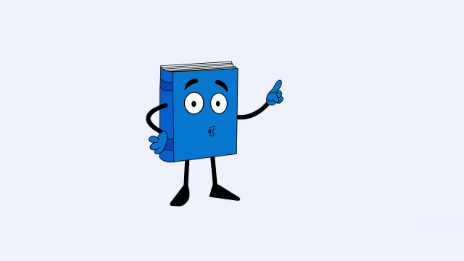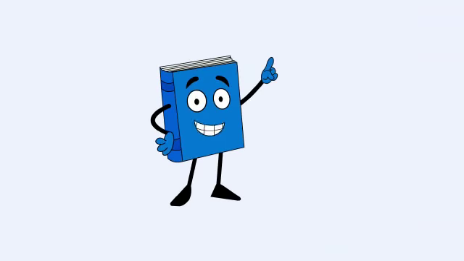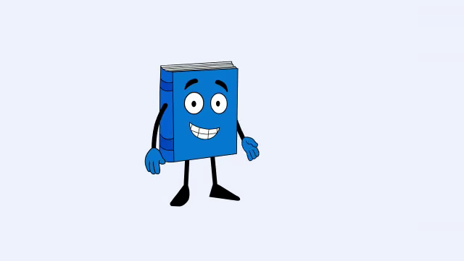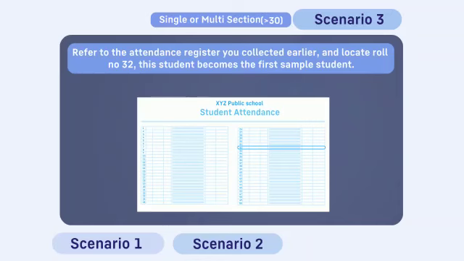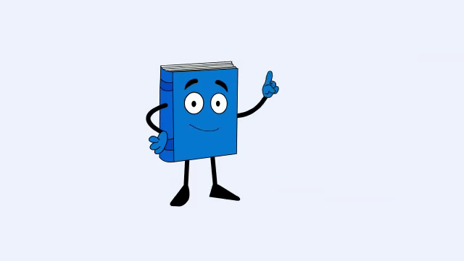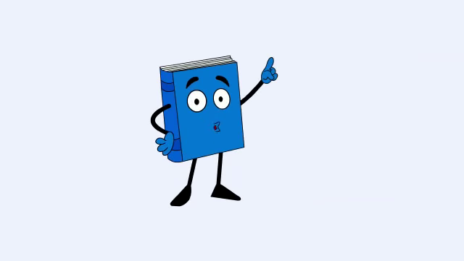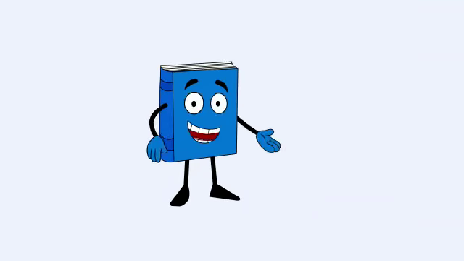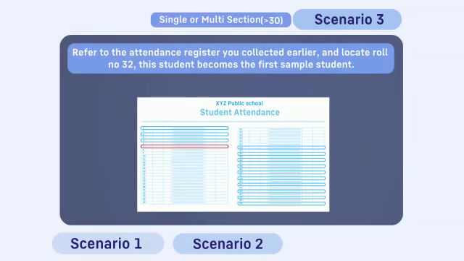Now using the sampling interval M, select every Mth student, or in this case, every second student. So 34, 36, 38 and so on till 30 students are complete. If the count crosses 50, you start again from 1 till 30 students are complete. In case any students are absent, skip those roll numbers and select the next Mth roll number till a total of 30 students are selected.